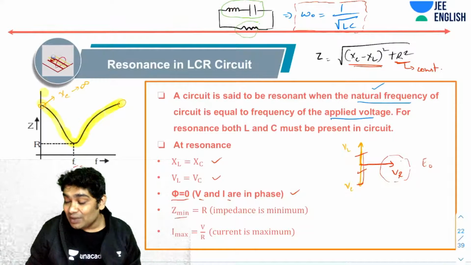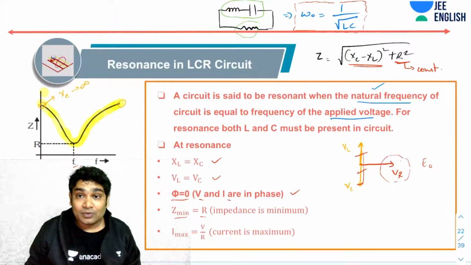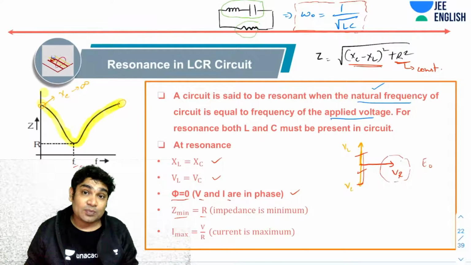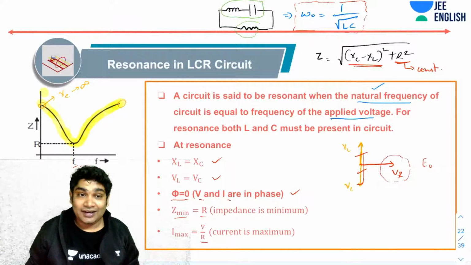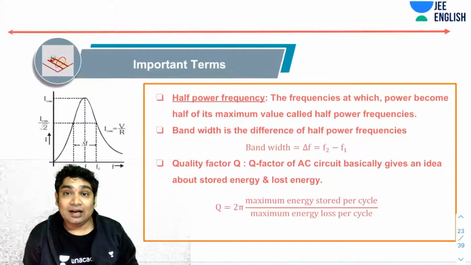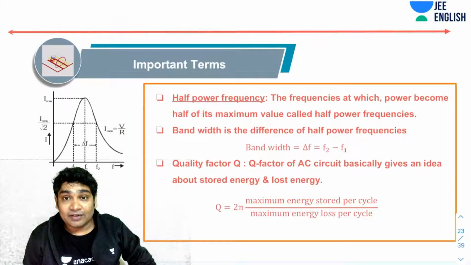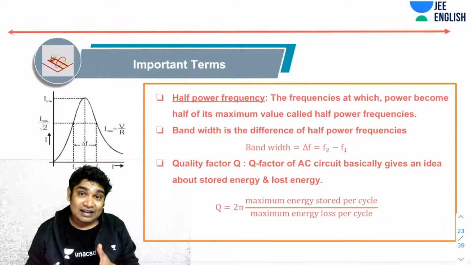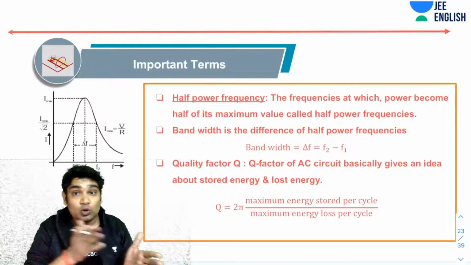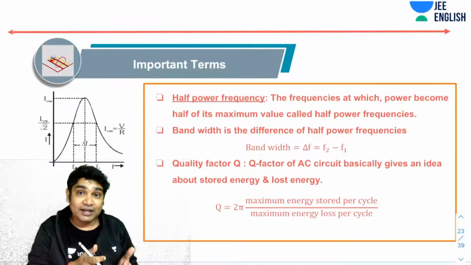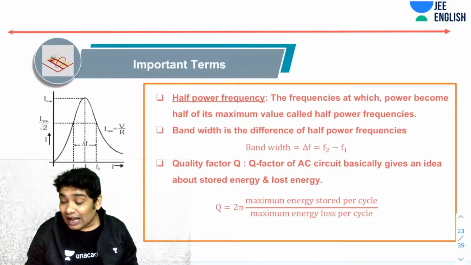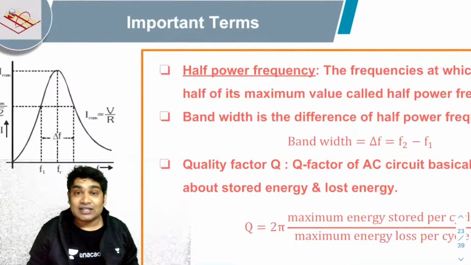The Z is minimum, which is R. And the current is of course maximum, which is V by R. Now, if you notice the variation of current with different frequencies, this graph looks very similar to that of forced oscillations, in which amplitude would vary with frequency like that. At a resonant frequency, the amplitude would be maximum.